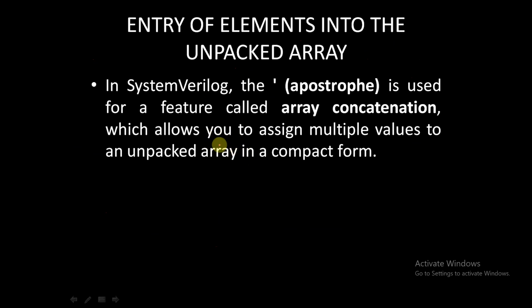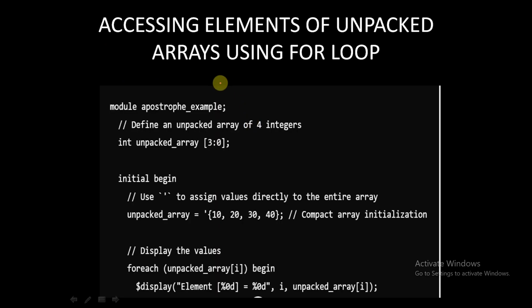Next, how to enter elements into the unpacked array. In SystemVerilog, the apostrophe is used for a feature called array concatenation, which allows you to assign multiple values to unpacked arrays in a compact form. For example, here we are using this apostrophe. We have declared a module and an unpacked array [3:0]. We can use this apostrophe to enter the elements into this unpacked array.